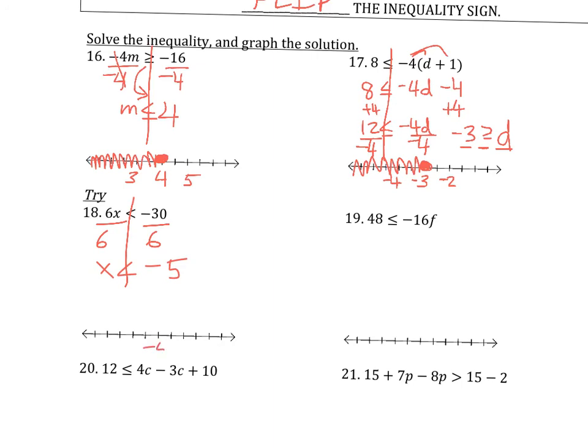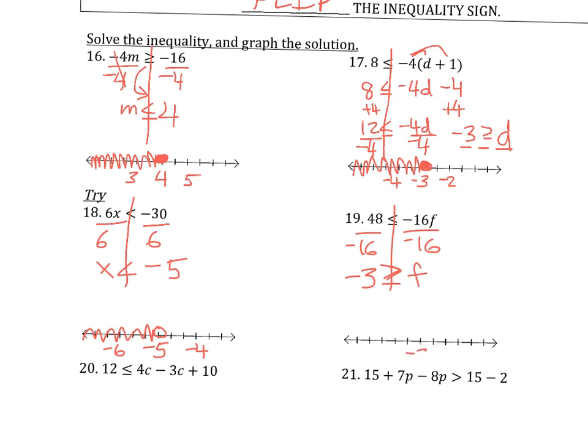So get your indicator number on there. One bigger, one smaller. This one's going to be an open dot because it's not equal to, and it says x is smaller, so I shade smaller. Okay, number 19, I have to divide by negative 16. Okay, 48 divided by 16 would be 3, so that's negative 3. I divided by a negative on both sides, so I have to flip my inequality sign. Okay, and then I'm left with f over here.